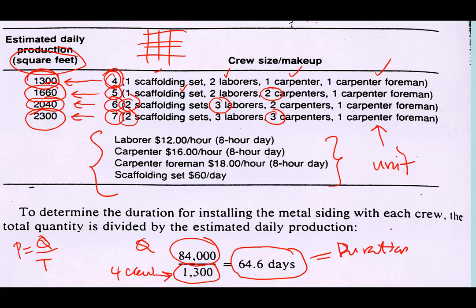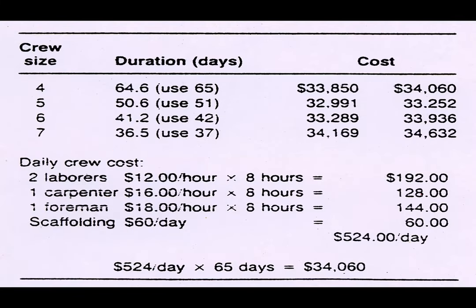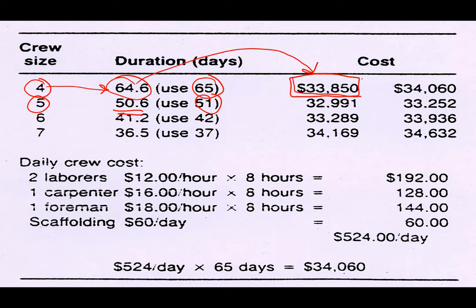So based on that, we can do this for each of the crew size and see what we are going to get. Based on 4 crew, we are going to get this thing, but then we round off into 65 days. For 5 crew, we are going to get this, and then this is rounded off. And for instance, for 64, we get this. This is without rounding off. But if we use 65, we will get these values.